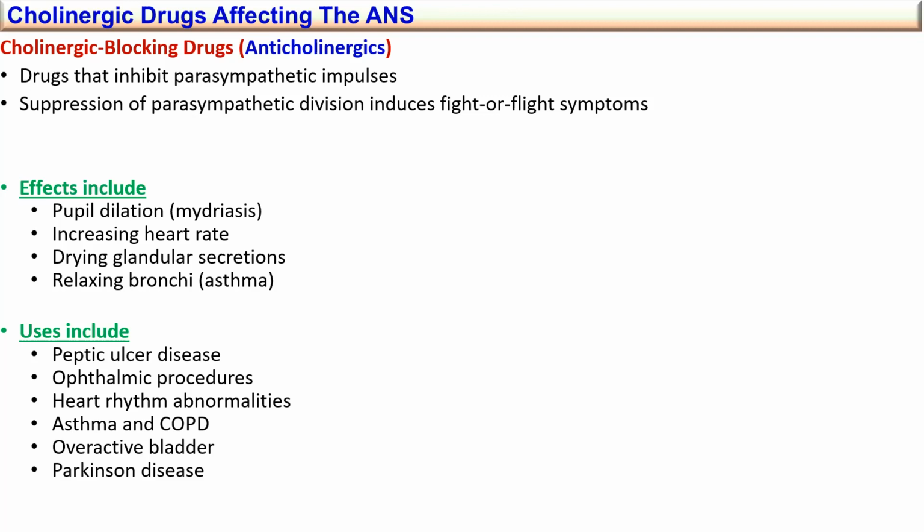Now, the use would include, so what are the indications to treat patients with this drug? The anticholinergic would be used to treat peptic ulcer disease, in ophthalmic procedures for pupil dilatation, and heart rhythm abnormalities. So patients with bradycardia, we can give them this anticholinergic to boost the heart rate to higher than 60, for example. Patients with asthma and COPD will benefit from this drug. Also overactive bladder, Parkinson's disease.